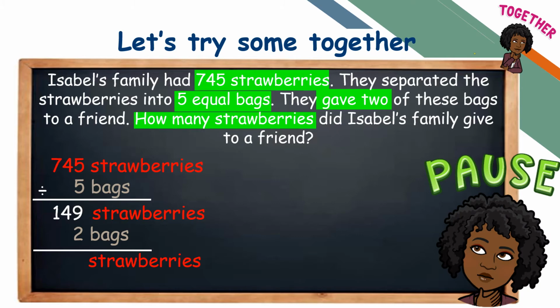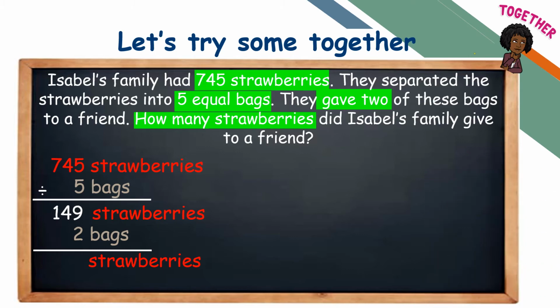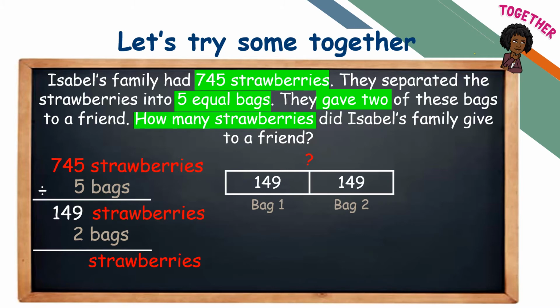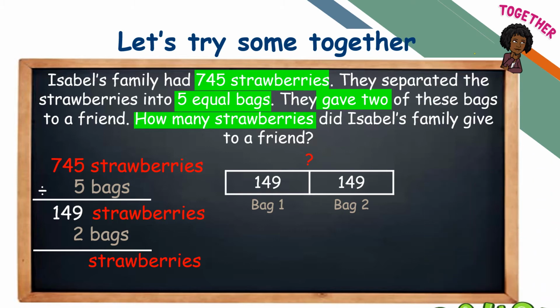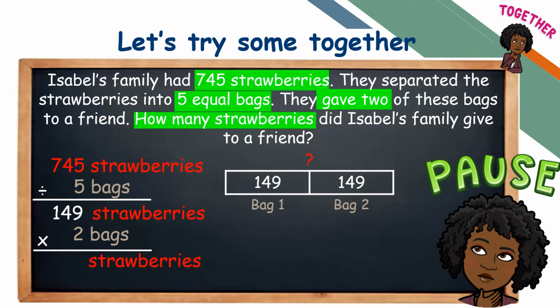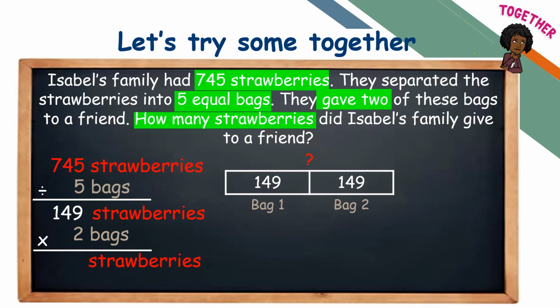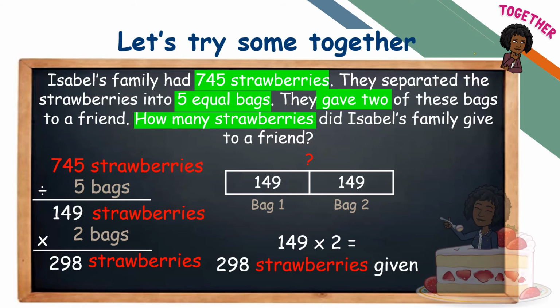See if you can draw another diagram to see how you can represent this part of the problem. The diagram should show an unknown total and 2 bags with 149 strawberries in each. What operation does the diagram show? If you said multiplication, you're right. Now take a few minutes to do the math. 149 times 2 equals 298. Isabel gave 298 strawberries to a friend.